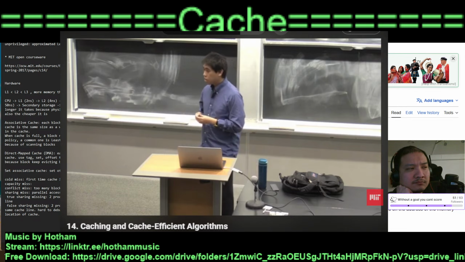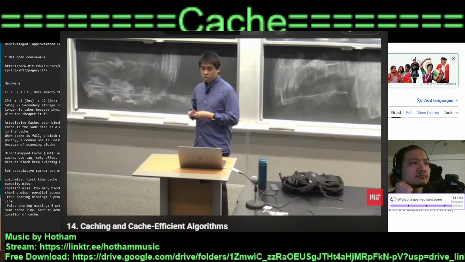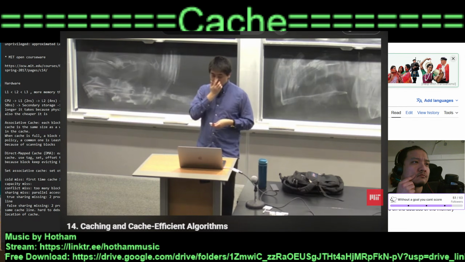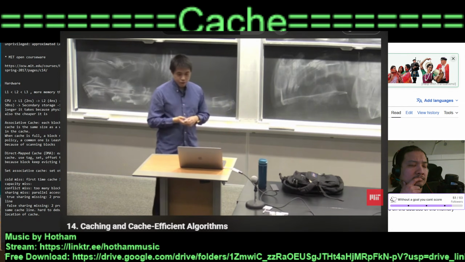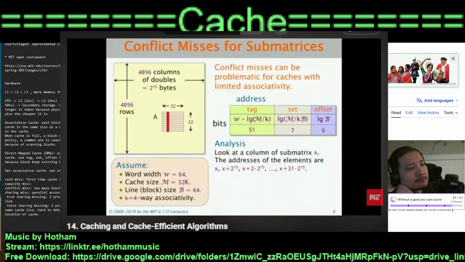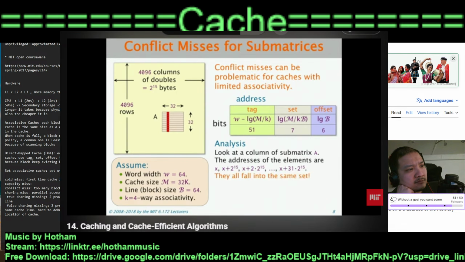Yeah, you're just adding multiples of 2 to the 15th, so it should just be the tag that's changing. The set and the offset are going to stay the same because we're just using the lower 13 bits to store the set and the offset. Therefore, when we increment by 2 to the 15th, we're not going to touch the set and the offset. So all of these addresses fall into the same set.